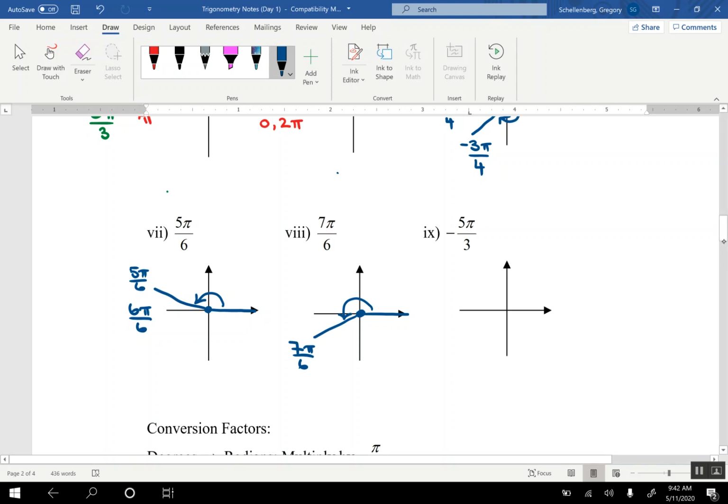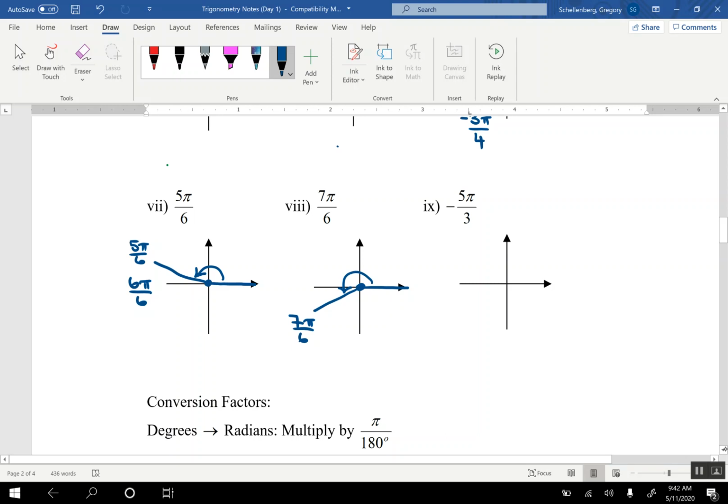Okay, and then negative 5 pi over 3 radians, more or less the same idea. Let's think about one full rotation clockwise, that's negative 2 pi radians. As an equivalent fraction, we can think about that as being negative 6 pi over 3 radians. So where's negative 5 pi over 3? Well, that's going to be in quadrant 1. Something like that, negative 5 pi over 3. And we've measured clockwise.